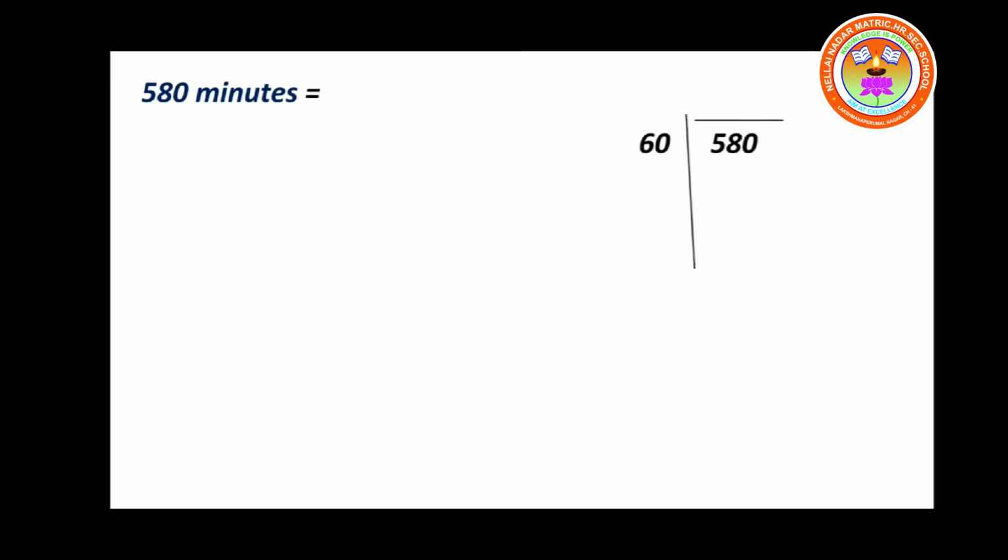Okay, so how many times will it go? 6 9s are 54, so 60 into 9 is 540. When you subtract, you will be getting 40. Again, you can take the 9 as hours and 40 as minutes. So your final answer is 9 hours 40 minutes.